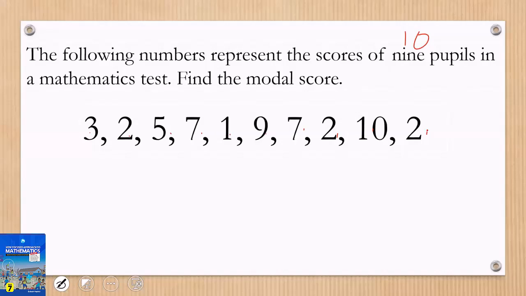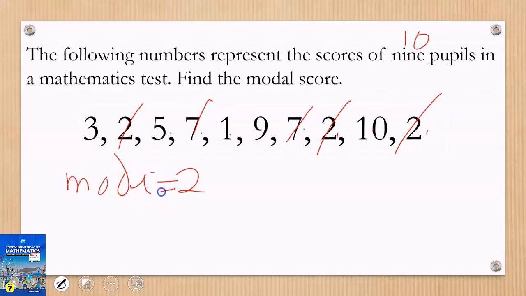Again, we look at the most occurring frequency. Now, 3 appears only once. 2 appears 1, 2, 3 times. And then apart from 2 appearing 3 times, 7 appears only twice. 9 appears once, 5 appears once, 1 appears once. So here we can say that 2 is the most occurring. And so our modal score is equal to 2. That is it.